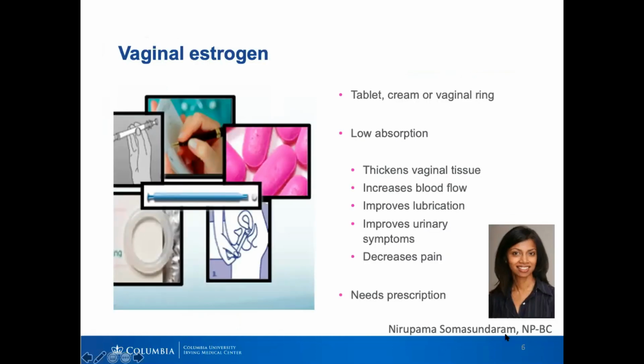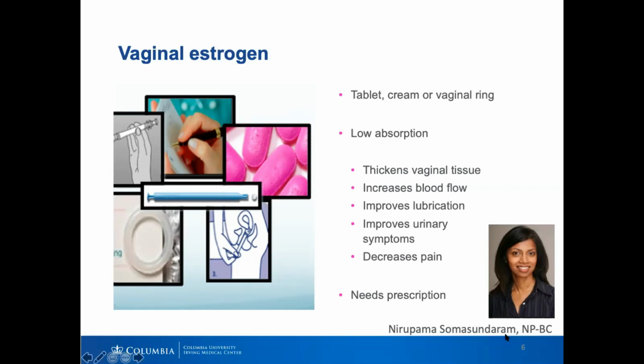Lastly, we use vaginal estrogen to treat vaginal atrophy. It is applied directly into the vagina and supplied as a vaginal tablet, a cream, or a vaginal ring. Only a very small amount of estrogen is absorbed into the body.